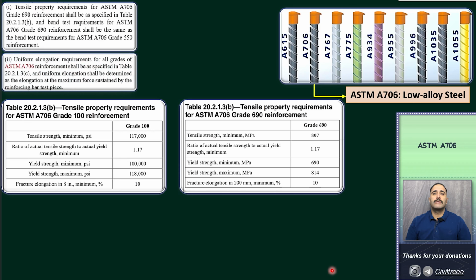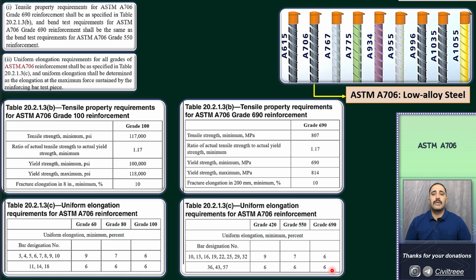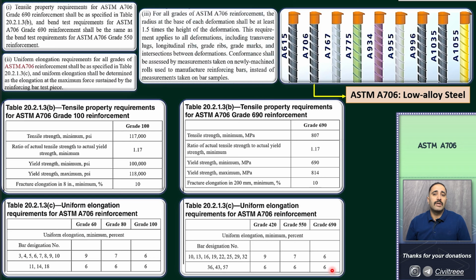The second one is about its elongation capabilities. Uniform elongation requirements for all grades of ASTM A706 reinforcement shall be as specified in these tables, and uniform elongation shall be determined as the elongation at the maximum force sustained by the reinforcing bar test piece. Finally, for all grades of this type of reinforcement, the radius at the base of each deformation shall be at least 1.5 times the height of the deformation. This requirement applies to all deformations, including transverse lugs, longitudinal ribs, grade ribs, grade marks, and intersections between deformations. About the details of these tables, we will talk in the next session completely.